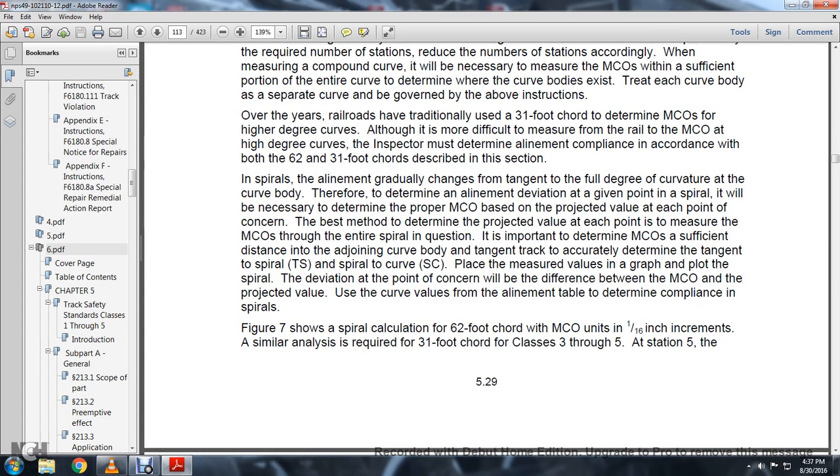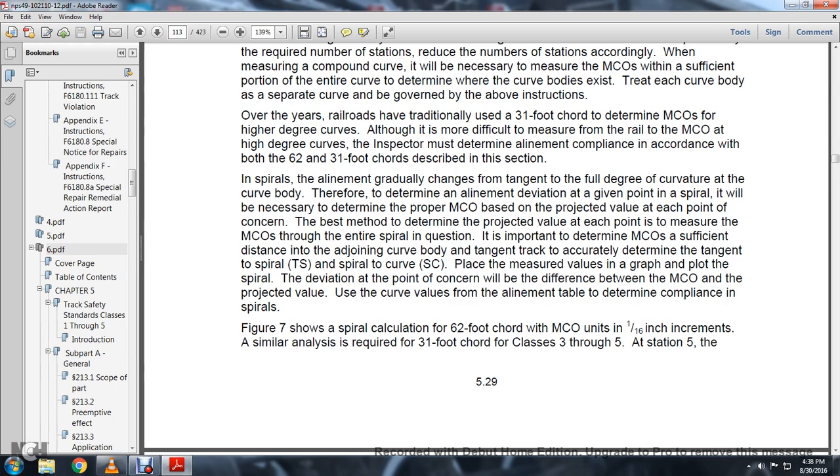In spirals, alignment gradually changes from the tangent to the full degree of curvature at the curved body. To determine the alignment deviation at a given point of the spiral, it is necessary to determine the mid-chord offset based on the projected value at each point of concern. This method of determining the projected value is applied at each point of measurement, with mid-chord offsets through the entire spiral in question. The important thing is to determine the mid-chord offset at a sufficient distance from the joining of the curved body and the tangent track to determine the tangent to the spiral to the curve.